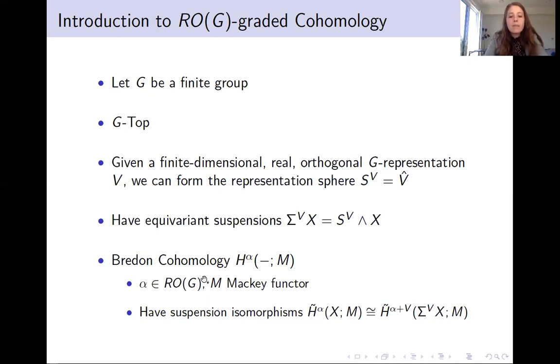Okay, and then this M here is what's called a Mackey functor. If you don't know what a Mackey functor is, it's our analog to an abelian group in this equivariant world. And very roughly, it's a choice of an abelian group for each orbit, so for each G/H, together with the data of maps between these abelian groups.